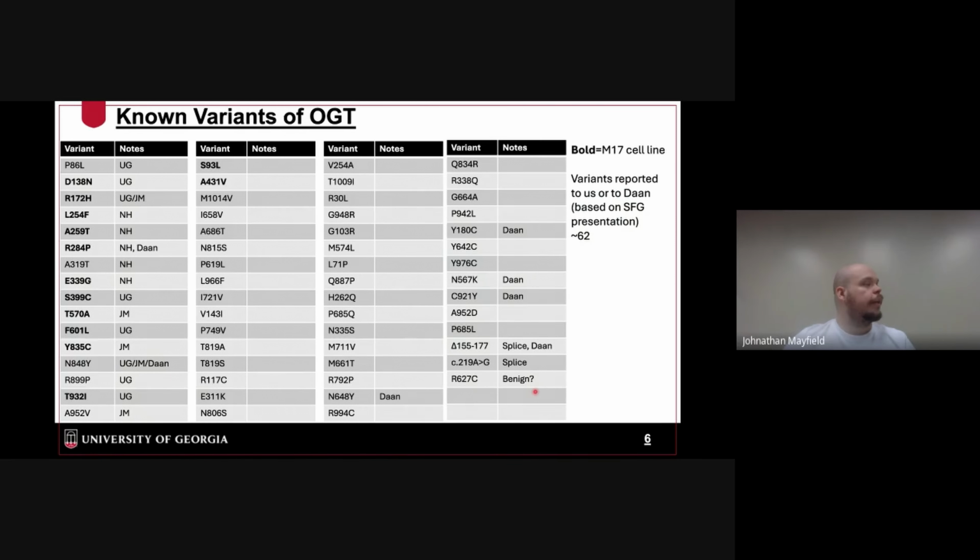And then one other note, which goes to the back and forth that we have with clinicians, is this variant here, R627C.